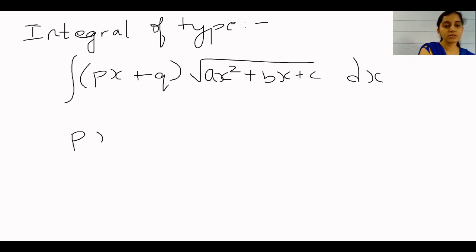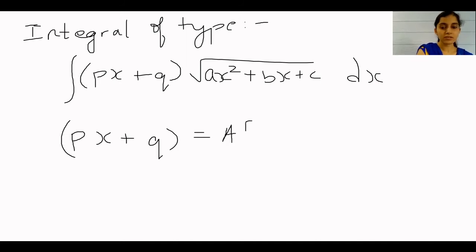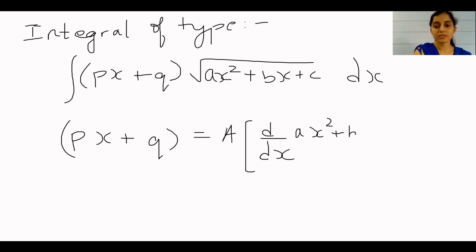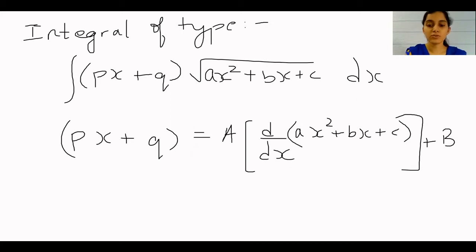You write this term px plus q as A into d by dx of ax square plus bx plus c, plus B, where A and B are constants. You use this derivative and then solve the integration. So when you come across this integral type, you can solve it in this method. Also remember, I'm repeating it, this is a non-evaluative part of your board exams. It's not included in the 12th standard syllabus for this year, but you should know how to solve it for your entrance exams.